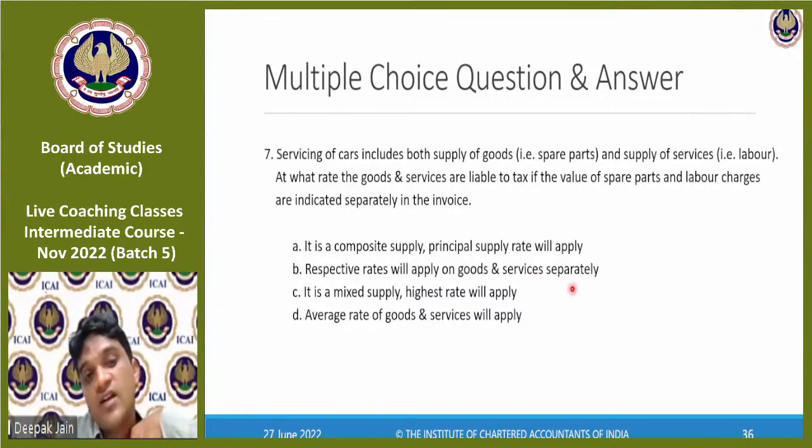The correct answer is B. My view is different, but the circular says that respective rates will apply on goods and services. So we have to apply the respective rates.